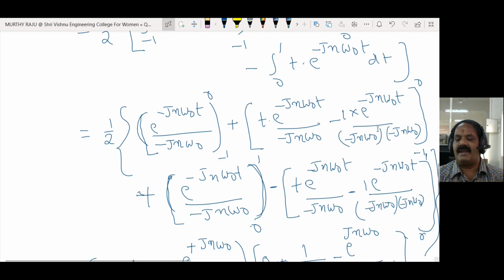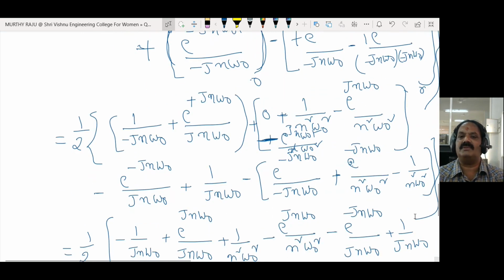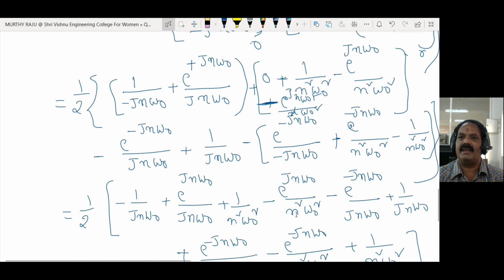Here for the lower limit, minus of minus plus, here j square is minus into plus minus, that is, here finally we got minus sign. One more term is missed here, that is 1 by n square omega naught square. Here one more term is there, that is minus e power j n omega naught t by n square omega naught square.